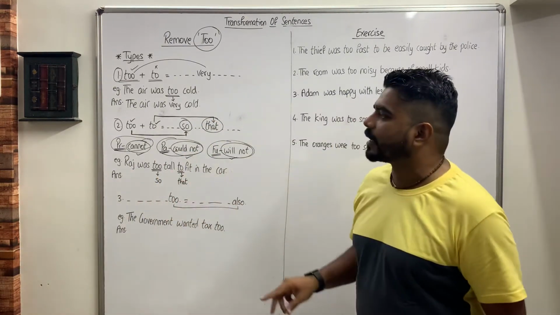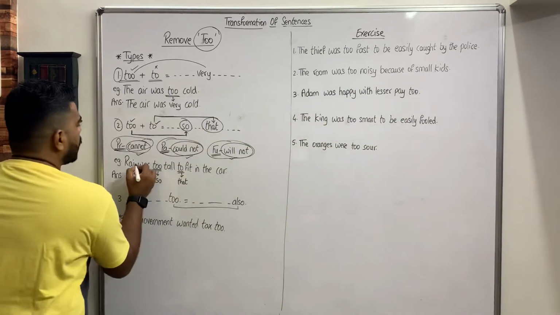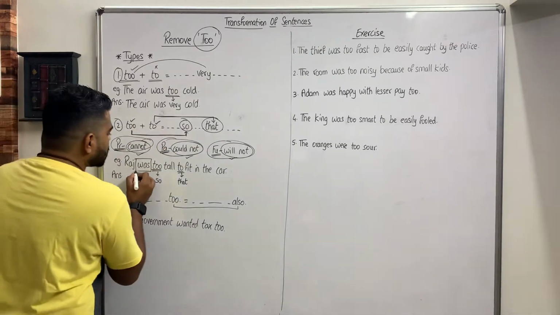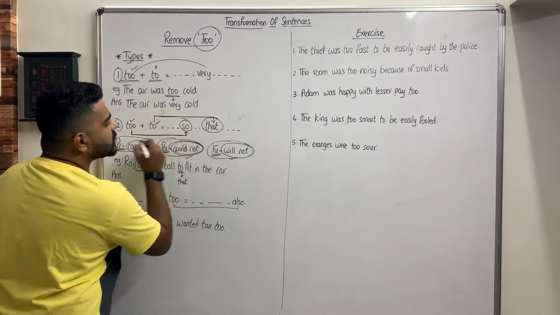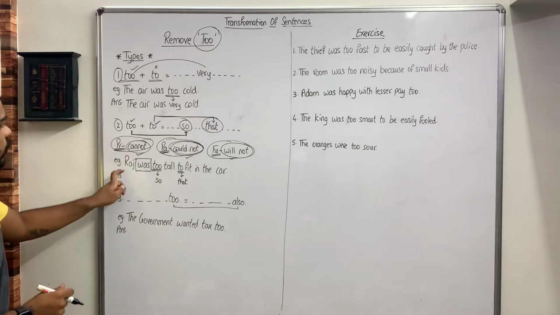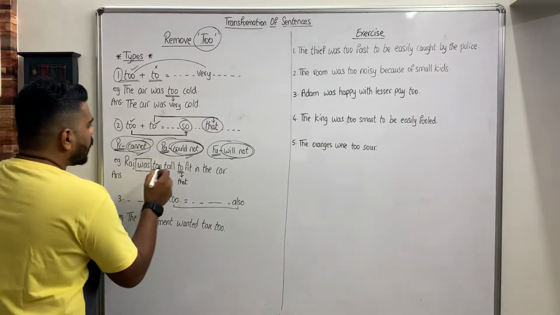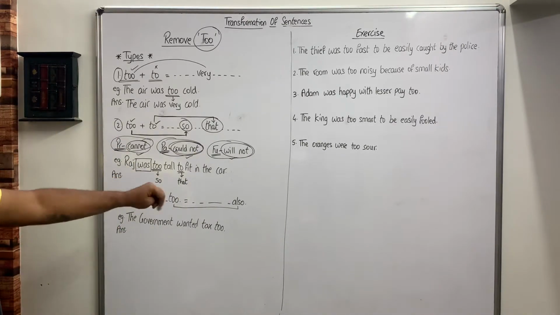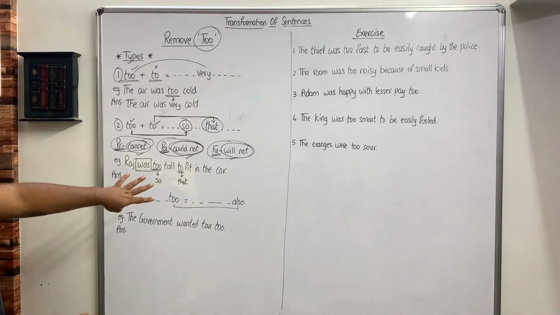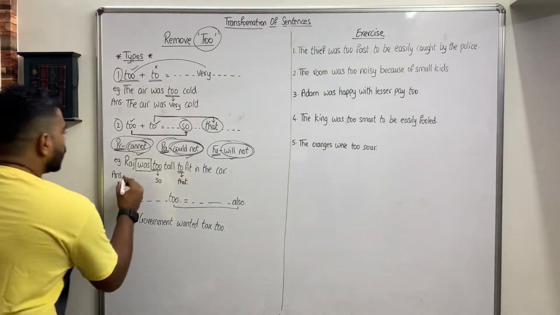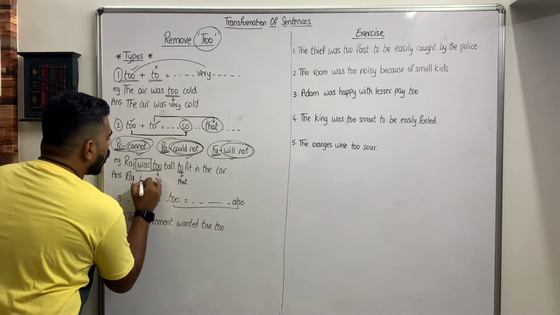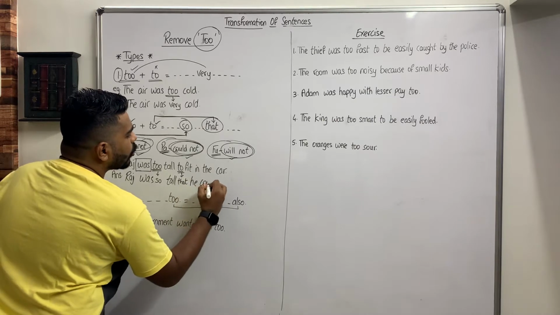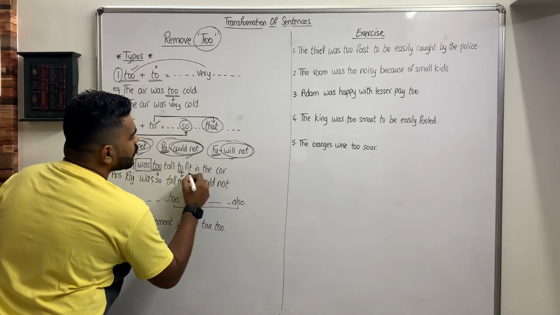Raj was too tall to fit in the car. Raj was too tall. The word was tells us that it is in the past tense. So because it is in the past tense, we have to add the words could not in the answer. So, Raj was too tall to fit in the car. Can I write, Raj was so tall that he could not fit in the car? Yes, it suits. So what I will write is, Raj was so tall that he could not fit in the car.